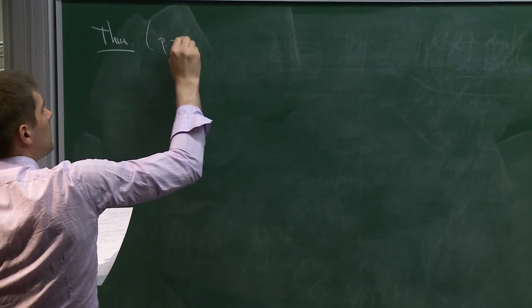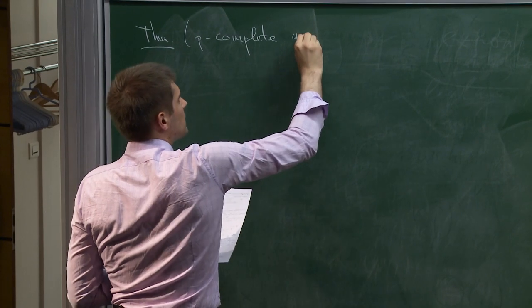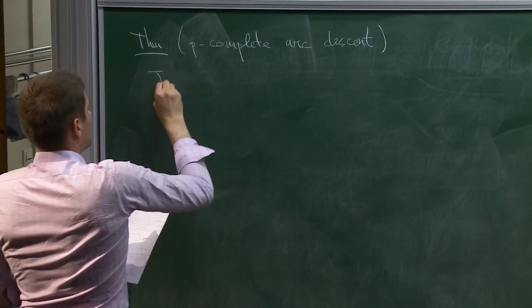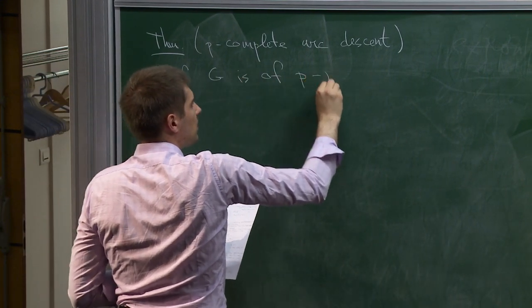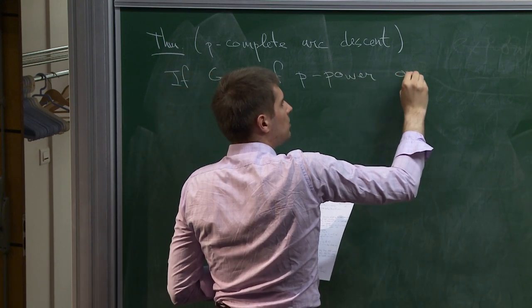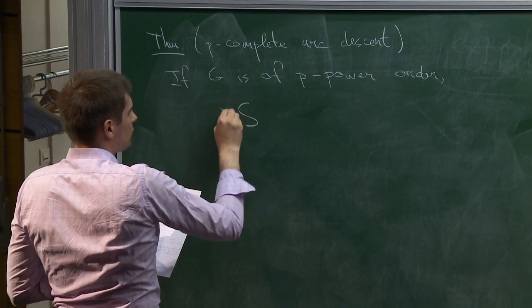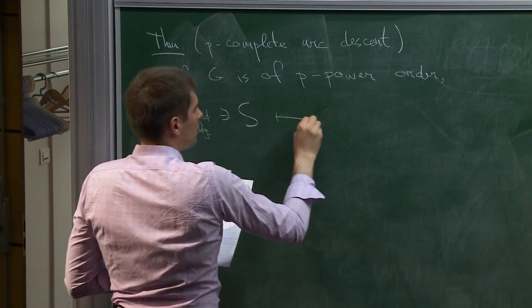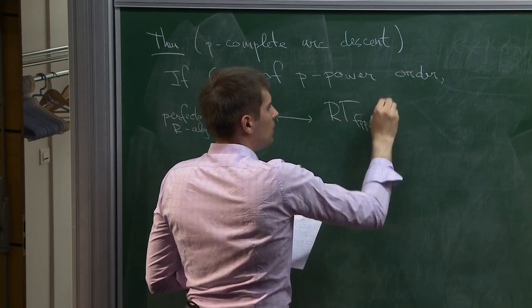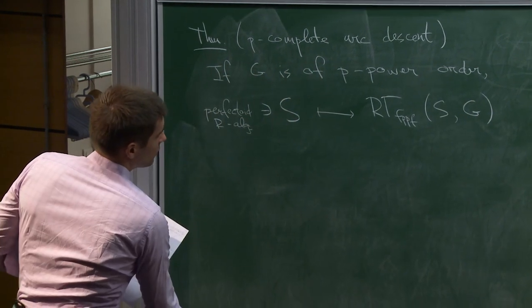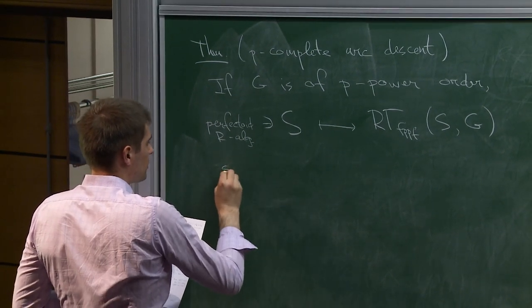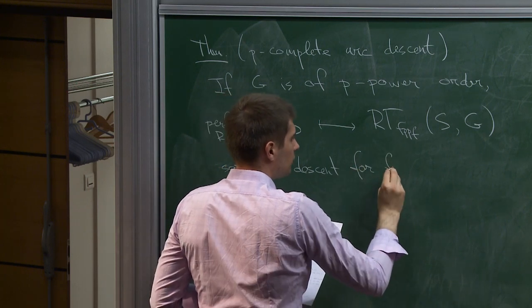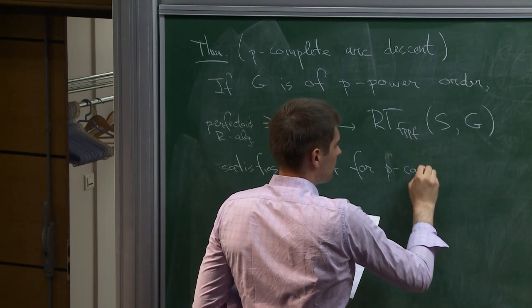Okay, and the third property is descent for yet another topology, but after restricting S, is descent for FPPF cohomology in the p-complete arc topology. More precisely, here one assumes that this group G is of p-power order for an implicitly fixed prime p, and then one considers the functor which associates to a perfectoid R algebra S the FPPF cohomology of S with coefficients in G. So this functor satisfies descent for the p-complete arc topology, and I'll explain in a moment what that means.